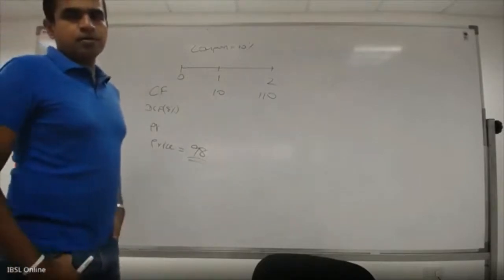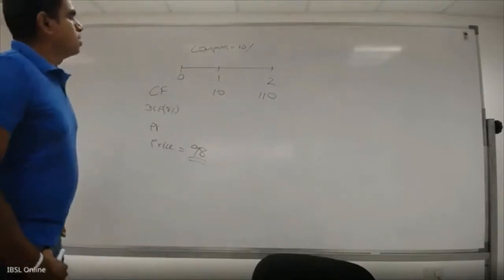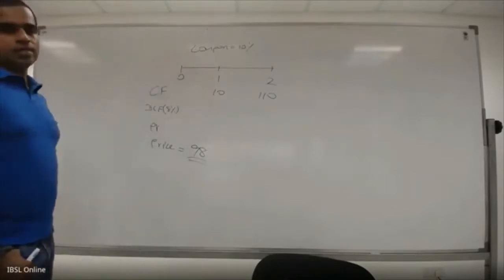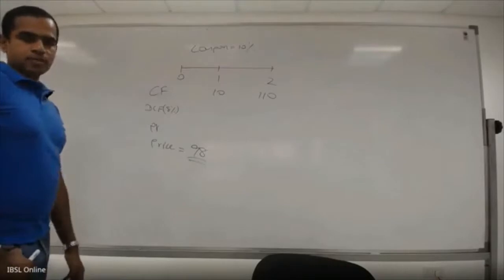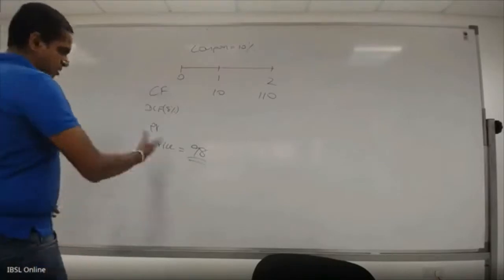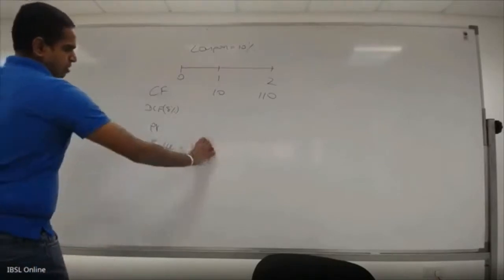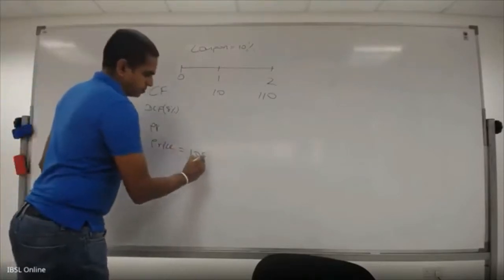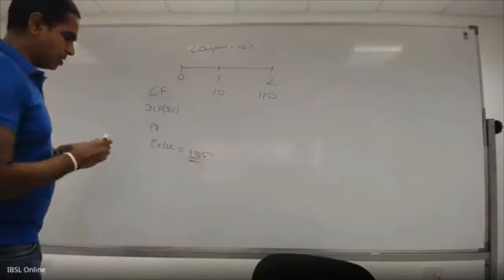And the answer is we can't get a price of 98. Why? Because in this case, the yield is less than the coupon, so it has to trade at a premium. Meaning this one should trade at a price which is higher than 100. So a price of 105 is reasonable. Should get something like that. Now forget about this.